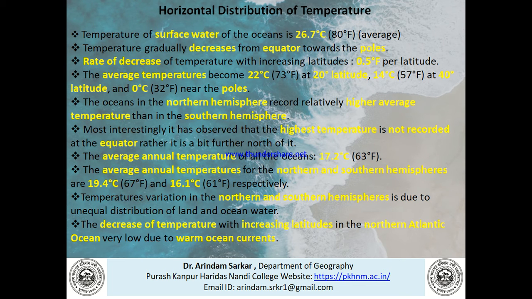Temperature of surface water of the ocean is about 26.7 degrees on average. Temperature gradually decreases from the equator towards the poles because of the availability of solar radiation. The rate of decrease of temperature with increase of latitude is about 0.5 degrees Fahrenheit per latitude. The average temperature becomes 22 degrees centigrade at 20 degree latitude, 14 degrees centigrade at 40 degree latitude, and 0 degrees centigrade near the poles. That is the variation of temperature change.